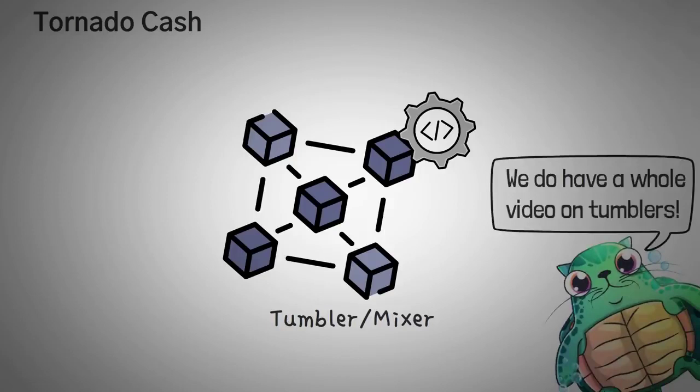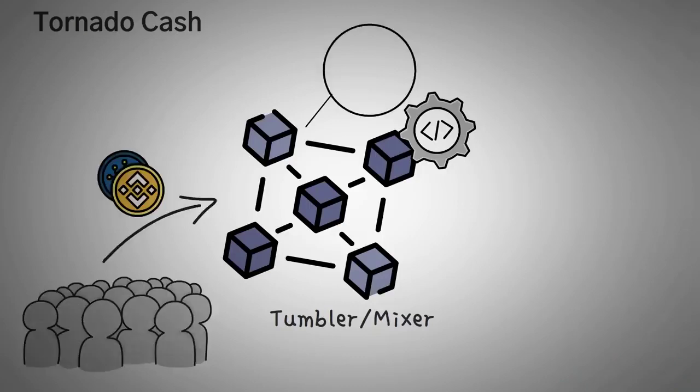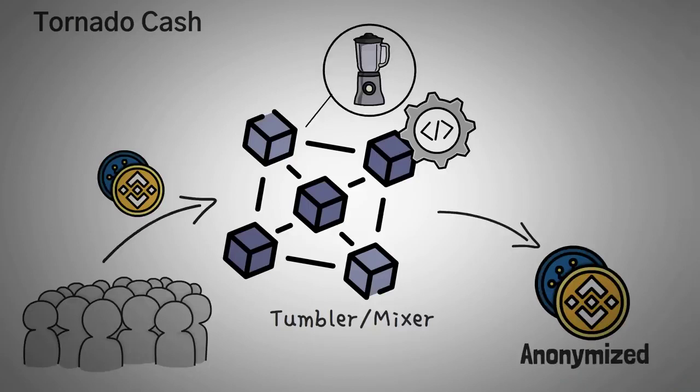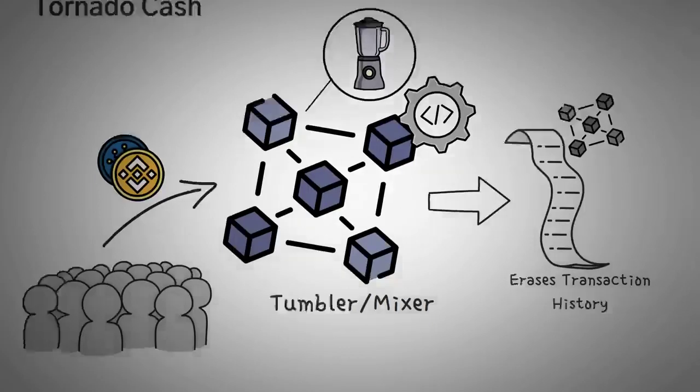We do actually have an entire video on this topic, but to put it simply, Tornado Cash mixes your crypto with a bunch of other people's crypto to anonymize it. In other words, it attempts to erase the transaction history of a token. In reality, you can never erase the transaction history of a token, but you can try to do so by using a simple method. Let me explain this with a fun analogy.